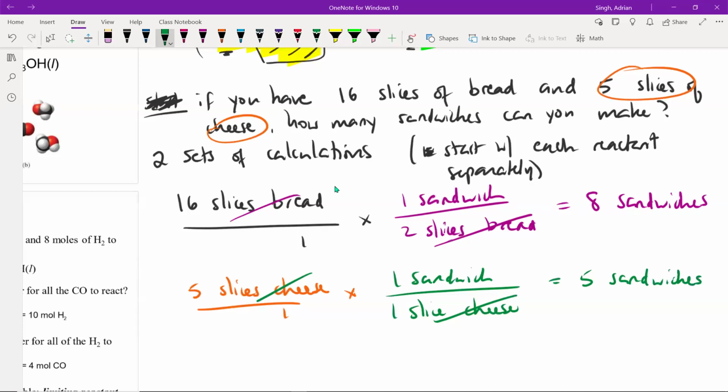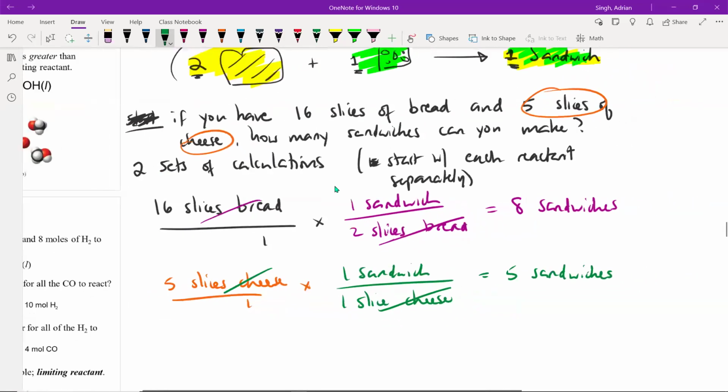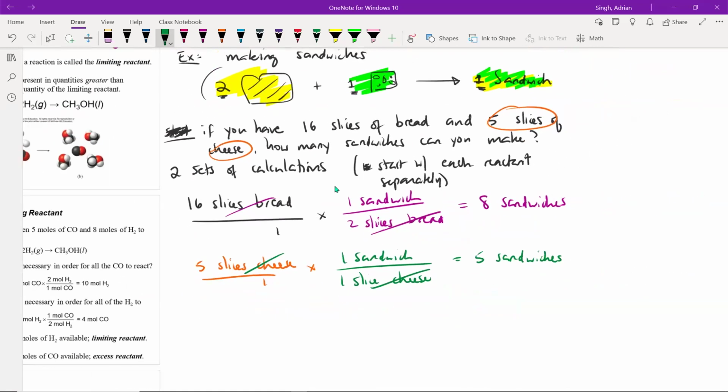Okay, so I do 2 sets of calculations and I figure out how many sandwiches in this case I can make using the full amount of either of these. Now, realistically, if I have the 16 slices of bread and the 5 slices of cheese, I could really only make 5 sandwiches, right? So how do we figure that out? Well, because you need 1 slice of cheese and 2 slices of bread, and at some point, when you assemble your sandwiches, guess what you're going to run out of first? You're going to run out of the cheese.